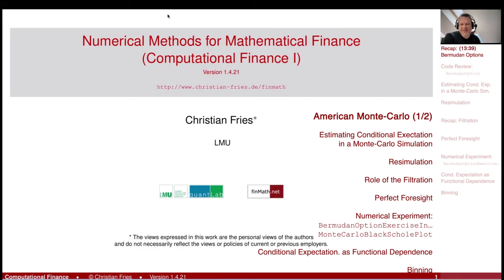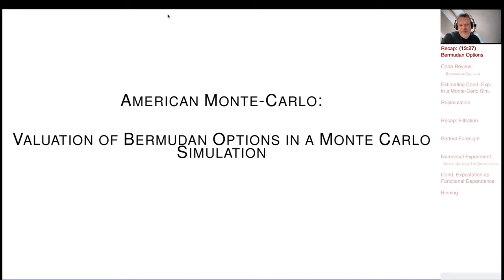Welcome to Numerical Methods. So we have started a section on American Monte Carlo, the valuation of Bermudan options. We found out that if we would like to value a Bermudan option in a Monte Carlo simulation, we are in need of an estimate or a numerical method that allows us to calculate the conditional expectation operator. That is usually called American Monte Carlo, because it is needed to value American options slash Bermudan options.